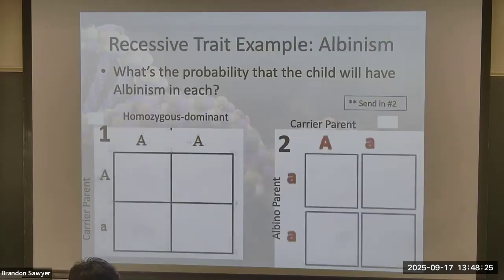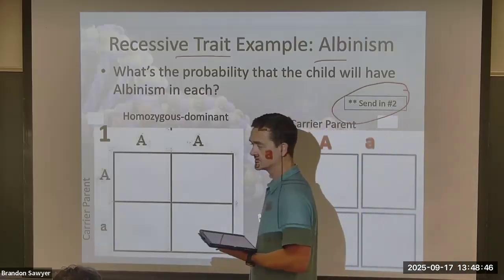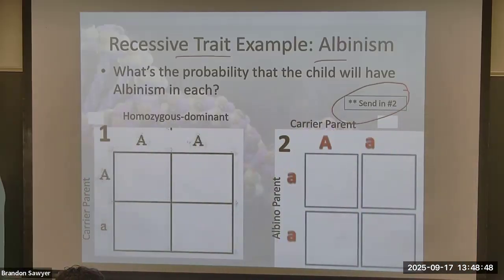Okay, so then another one with the recessive trait now, albinism. Go ahead and again calculate those and send in the answer for number 2 there. It was a recessive trait now, not a dominant trait. Albinism is lacking certain proteins that give the skin its color.